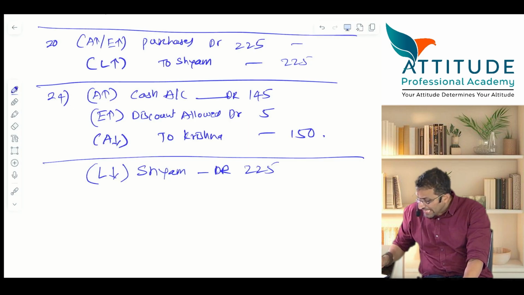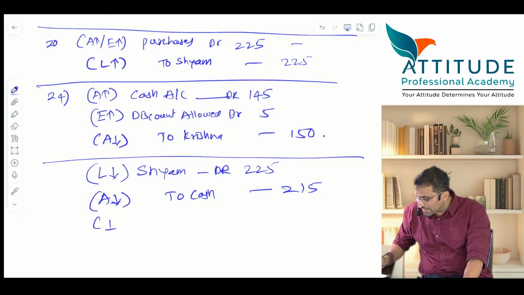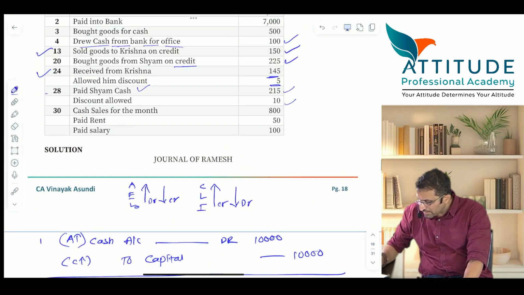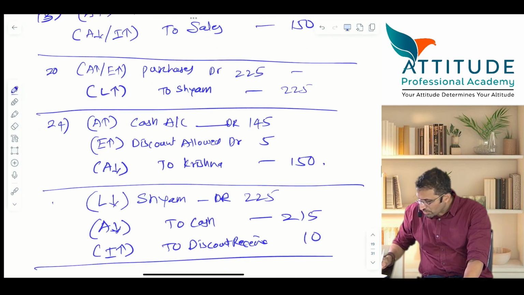Correct? मगर कैश कितना गया? असेट गया. असेट रिड्यूसेस. कितना गया कैश? 215 और 10? 215. बराबर है? And remaining is income increases. Income to, tell me, discount received. कितना? 10. हो गया. This on 28th. बराबर है? 30th.